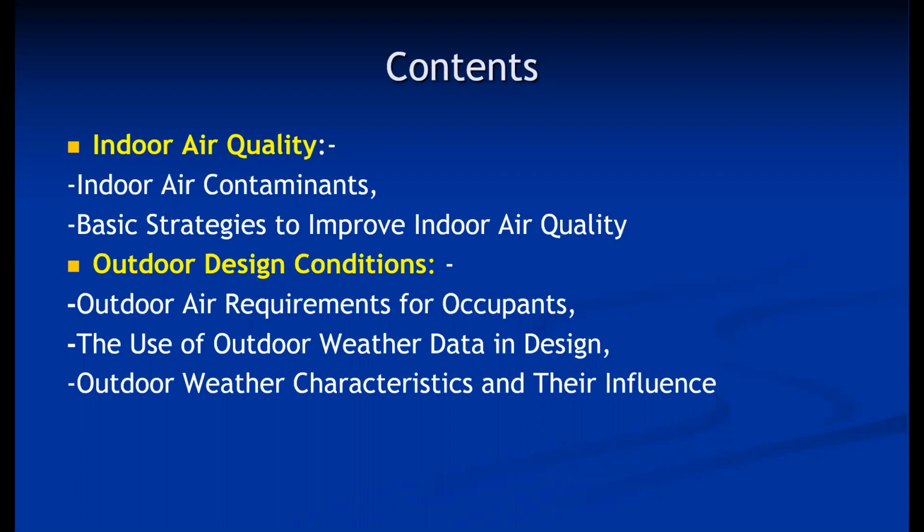Initially we'll discuss indoor air quality, which mainly depends on the air contaminants. 7 types of air contaminants we are going to discuss. Then the strategy to improve air quality, that is to remove these air contaminants or dilute these air contaminants. And outdoor design conditions, what are the requirements of outdoor air for the occupants, then usage of outdoor weather data and design, and outdoor weather characteristics and their influences.